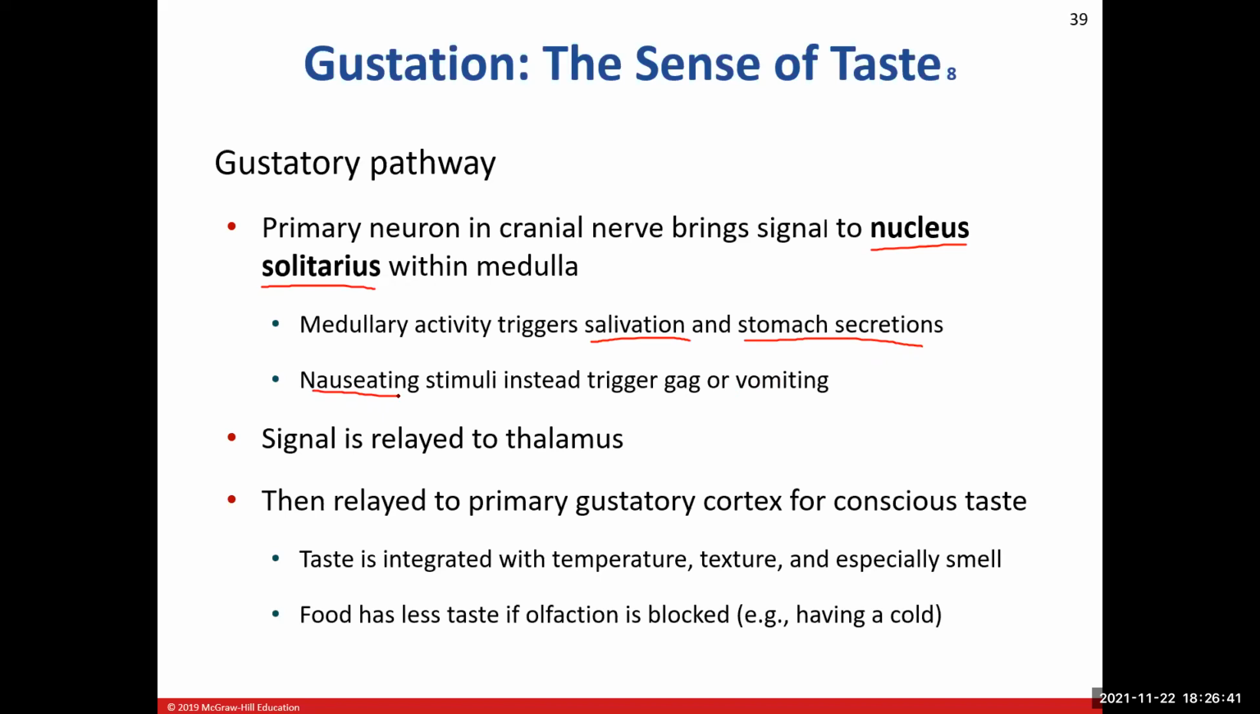But what will happen is that the primary neuron synapses on the secondary neuron, and that secondary neuron will travel from the nucleus solitarius up to the thalamus. And then it synapses onto the tertiary neuron. That tertiary neuron will then go to the primary gustatory cortex in the insula. And that's where you actually have the conscious perception of taste.